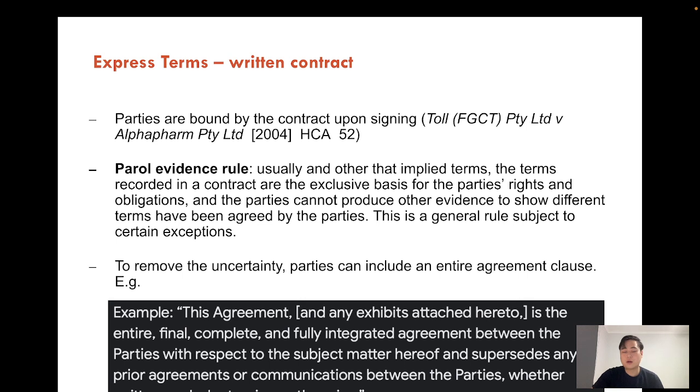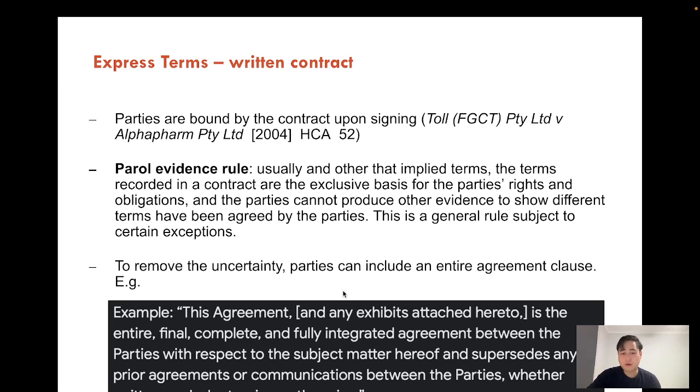Express terms are clauses within written contracts. Parties are bound by the terms upon the signing or upon the effective date. The parol evidence rule says that only the evidence within the contract is enforceable. Usually the terms recorded in the contract are the exclusive basis of the parties' rights and obligations. So only what is included within the contract has rights and obligations, and everything else does not. This shows that the general rule is subject to certain exceptions.